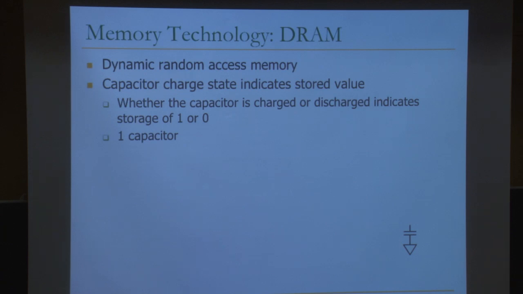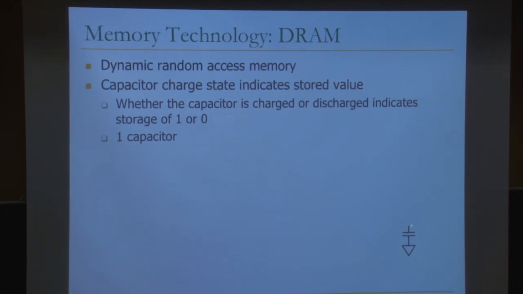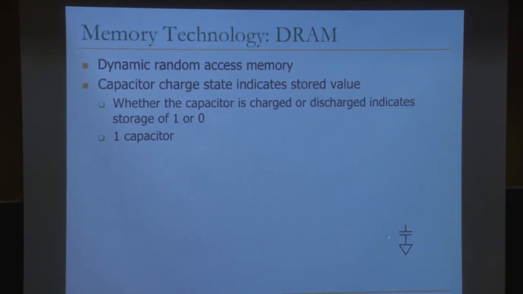Have you taken circuit classes to see how it works? OK, I'm going to go relatively fast. But DRAM, basically, data is stored in this capacitor. And whether or not this capacitor is charged or discharged indicates whether you have a 1 or 0 stored. And you have one capacitor. One capacitor enables the storage of a single bit.